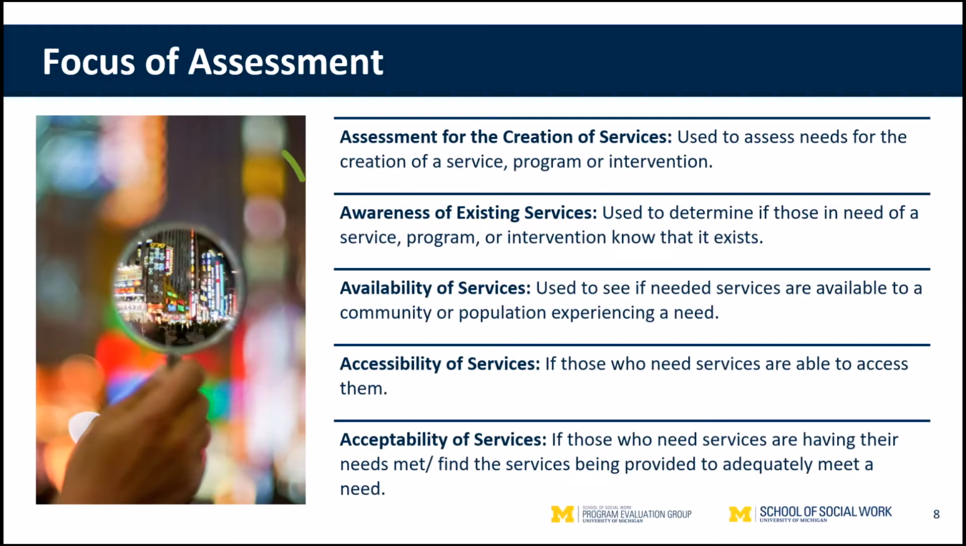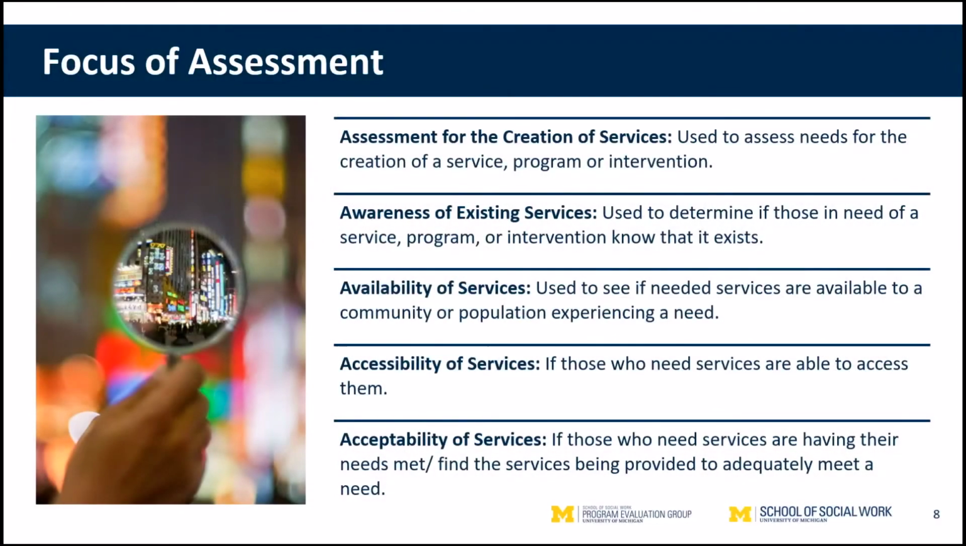We need to create a new service or program. We can raise awareness of existing services and programs. We can improve the availability of services. We might make sure that those who need services can actually access them. Or we need to make sure that the services that are being provided are considered acceptable and adequate. An example of this might be if our organization works in a racially diverse area but doesn't provide culturally competent or culturally humble services. There might be resistance to using services since people might find that their needs aren't being met.